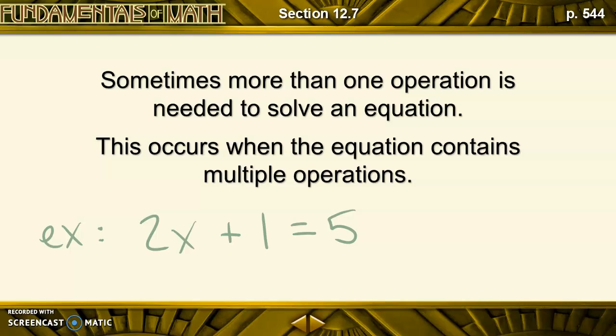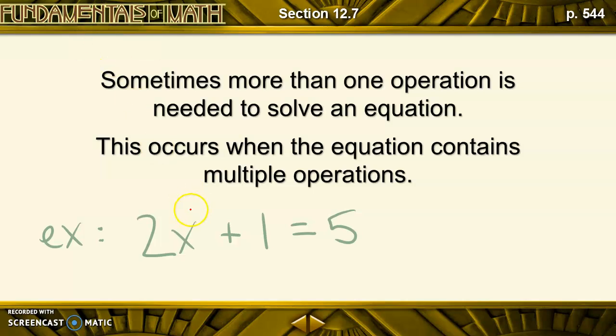So here's an example. Maybe before we might have had an equation that looked like this: x plus 1 equals 5. How would I solve that? Well, I would just subtract 1 from both sides, and that would give me my answer. But if I change this and make it 2x plus 1 equals 5, now this is going to require two steps to solve.